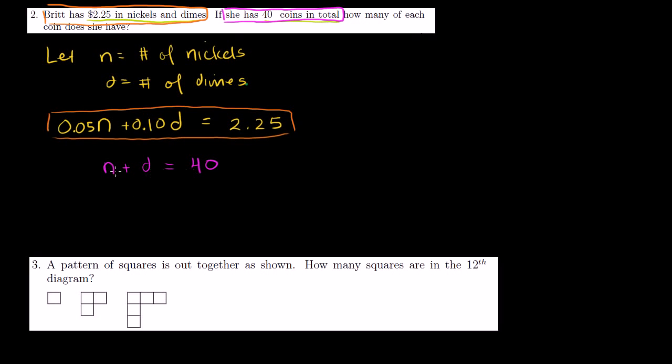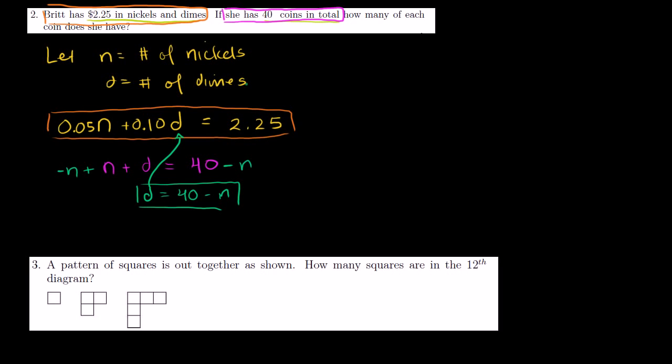So if we subtract n from both sides of this equation, negative n plus this minus n, these cancel out, and you're just left with d is equal to 40 minus n. We just established using the second statement that d is equal to 40 minus the number of nickels. And we can use that to substitute back in for d.